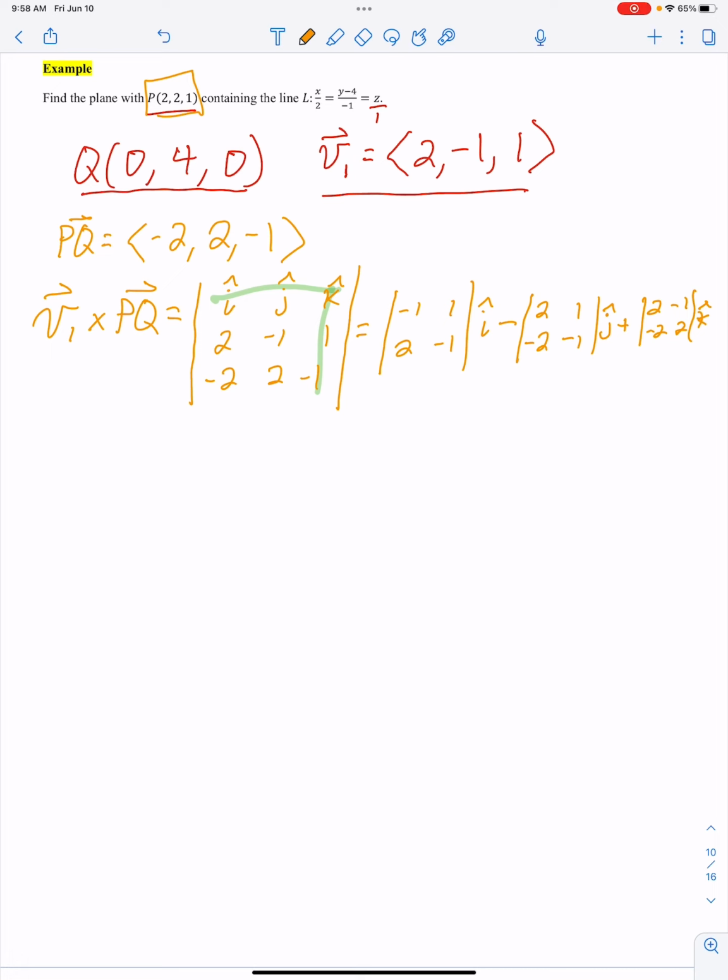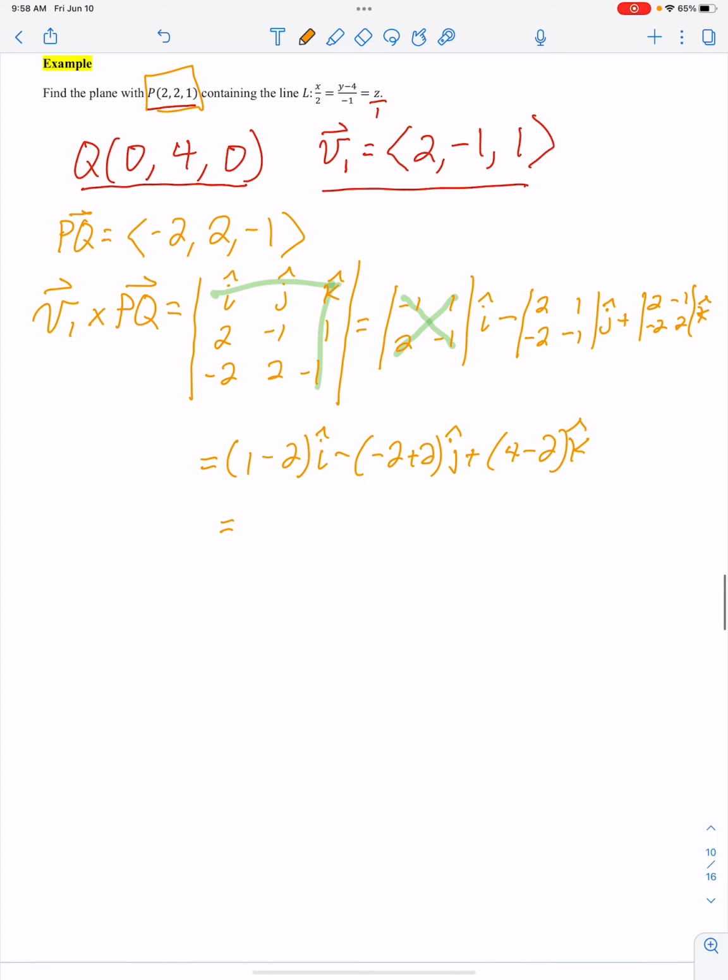There we go. All right, so we write this down now. Using our diagonal method here, we got (1 - 2) i, minus (-2 + 2) j, plus (4 - 2) k. So we end up with -i, 0j, and 2k. All right, so we get (-1, 0, 2). I like that better. Remember, this is our normal vector. And then we also have a point, which we'll use right here.